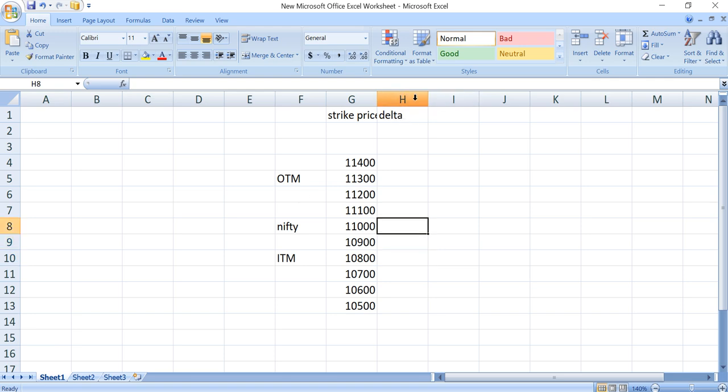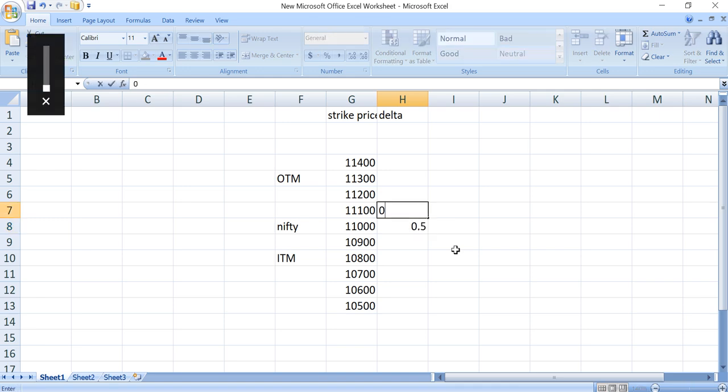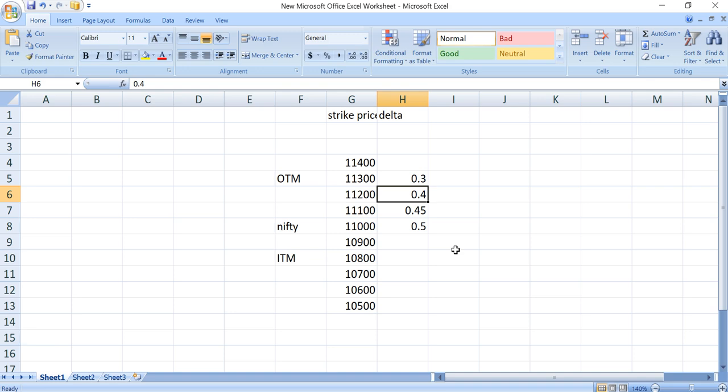Now this column is going to be the delta. I'll just mention the values of deltas also. Generally at ATM the delta is going to be 0.5, and then for our example let us say this is 0.45, this is 0.4, this is 0.3. Mind you, these are not the exact values, I'm just taking them for our reference.